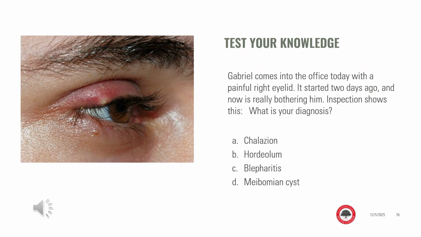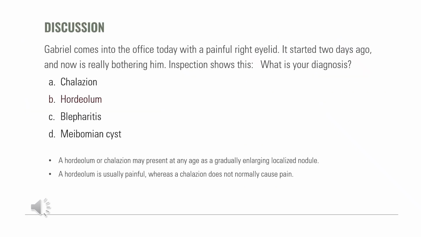Gabriel comes into the office today with a painful right eyelid. It started 2 days ago and now is really bothering him. Inspection shows the following picture. What is your diagnosis? A. Chalazion. B. Hordeolum. C. Blepharitis. D. Meibomian cyst. So this one should be pretty easy. What did you think?